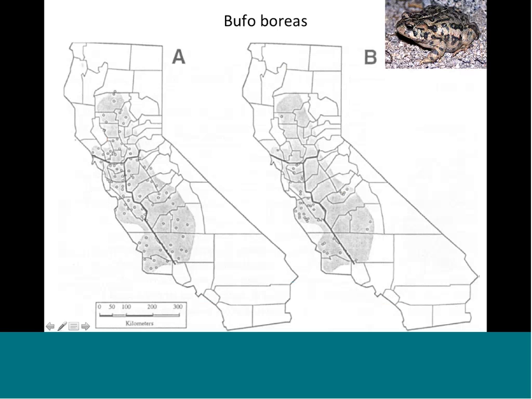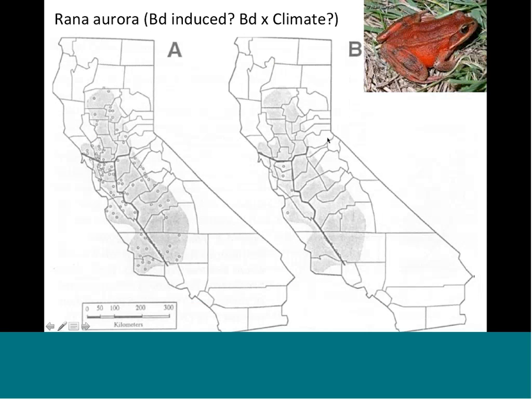Here we have extinctions of Bufo boreas. Enigmatically, this frog has very high water tolerances. They don't dry out very quickly, as you know. It's a toad. And yet we see large regions in which Bufo boreas has gone extinct. This is one of the poster childs.